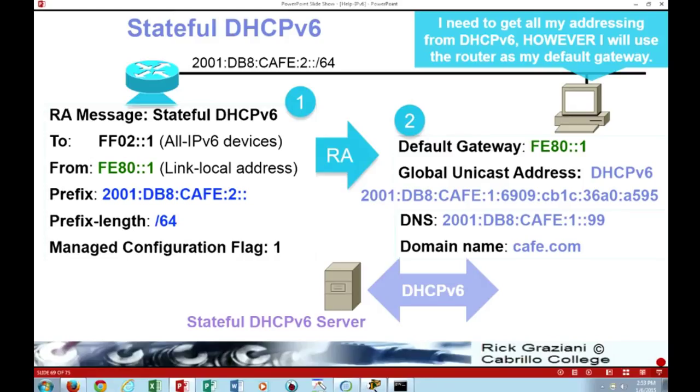Oh, but your managed config flag is set to 1. Okay, well guess what I'll do? I'll also go talk to a stateful DHCPv6 server and get another global unicast address. So Windows, because they like to be different, will have two addresses, one from Slack and one from the stateful server.